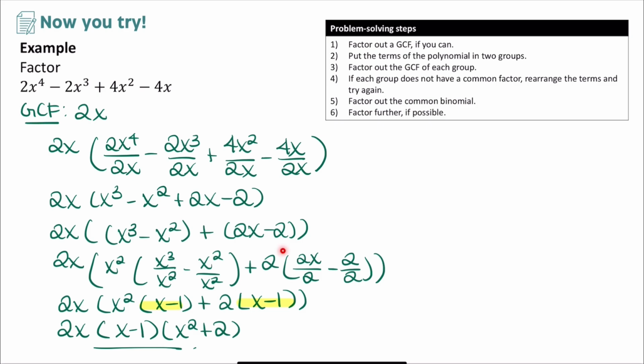We put the terms in two groups. We can factor an x squared out of the first group, and we can factor a 2 out of the second group. So that's going to give us 2x times x squared times x minus 1 plus 2 times x minus 1. Notice our common binomial is x minus 1, so we're just going to write an x minus 1 here. And then the terms that we have remaining on the outside are x squared plus 2. So the fully factored form of this expression is 2x times x minus 1 times x squared plus 2.